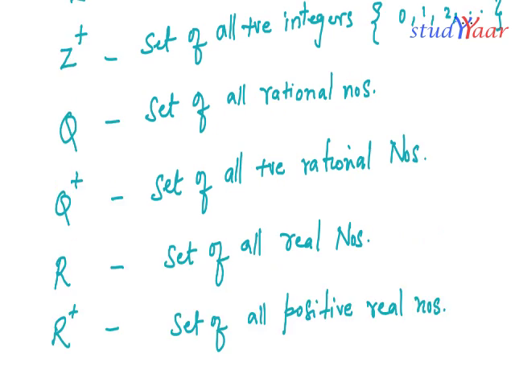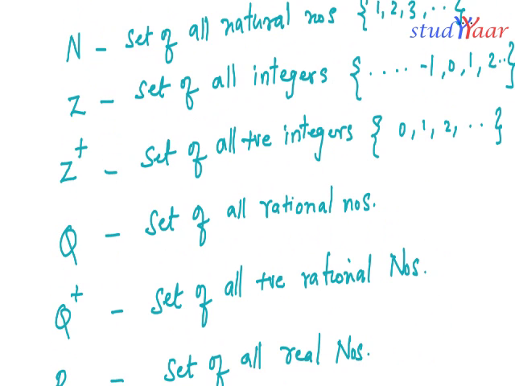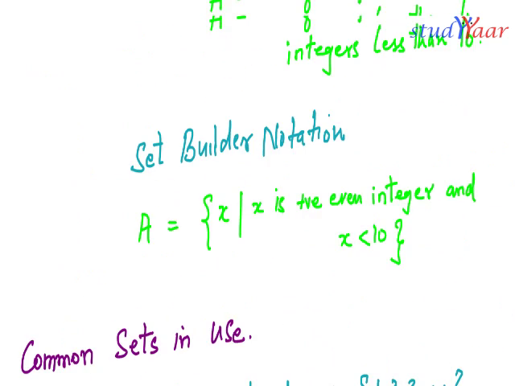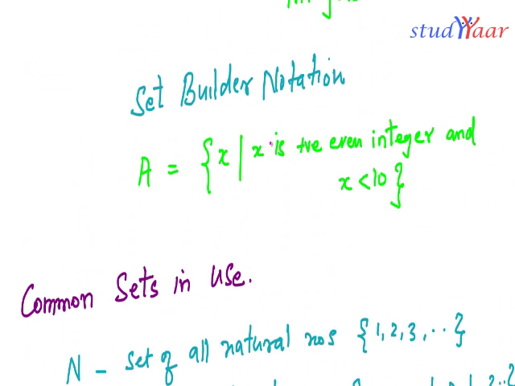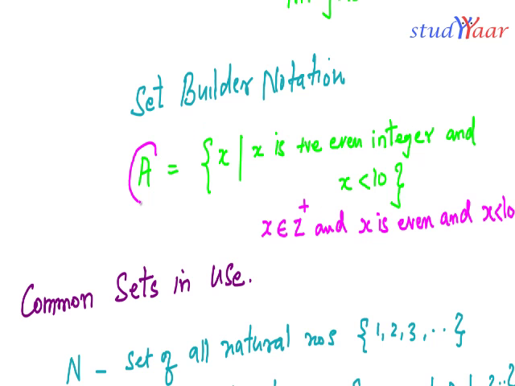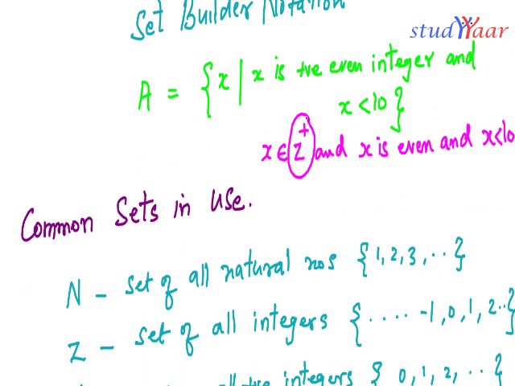So I can use these sets in my set notation. What I can do over here is I can also write x is an element of positive integers and x is even and x is less than 10. I can do something like this as well to represent my A. So what would my A be? A is an element of Z plus.